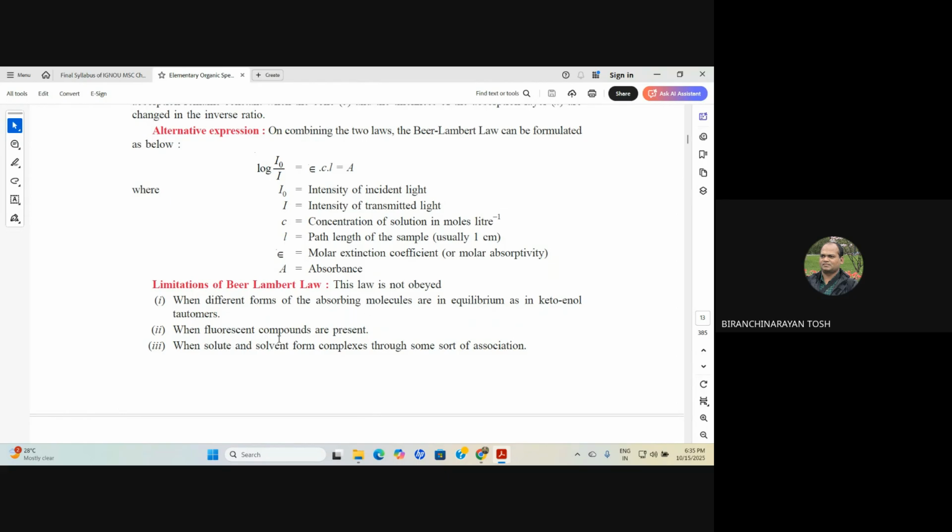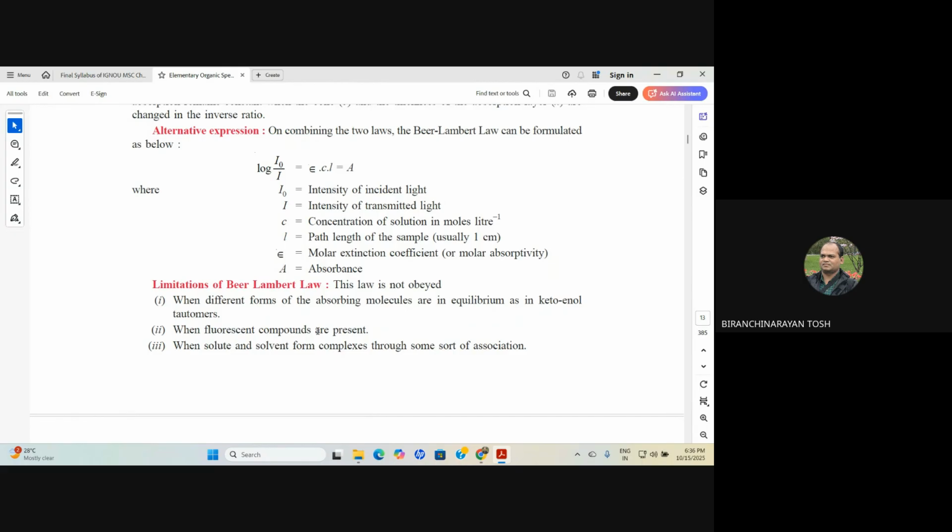And when fluorescent compounds are present, because fluorescent compounds will emit light by themselves. So how much they will absorb, that is different, or how much they will emit, whether they are emitting the rest which has been absorbed from the electromagnetic radiation, or they are emitting their own because they are fluorescent. So we cannot apply.